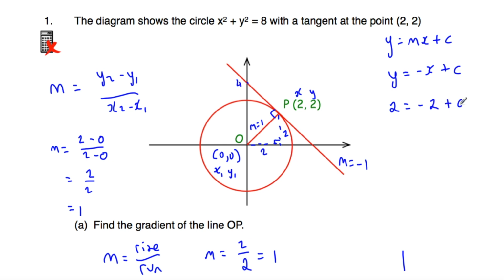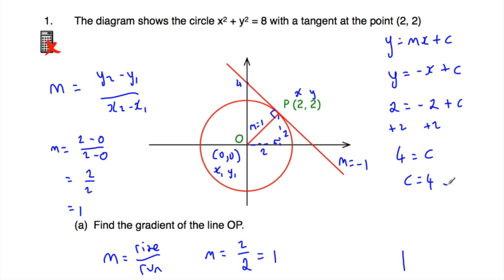Now we want to find out what c is, so let's add 2 to both sides to get rid of this -2. On the left hand side, 2 plus 2 is 4, and on the right hand side we had -2 plus c, we're adding 2 to get rid of the -2, so we'll just be left with c. So c is equal to 4, and we've worked that out.